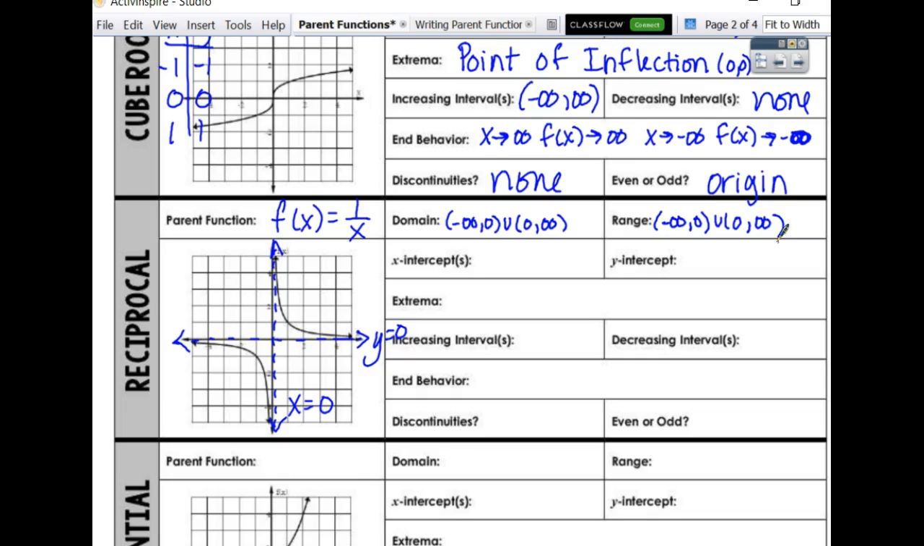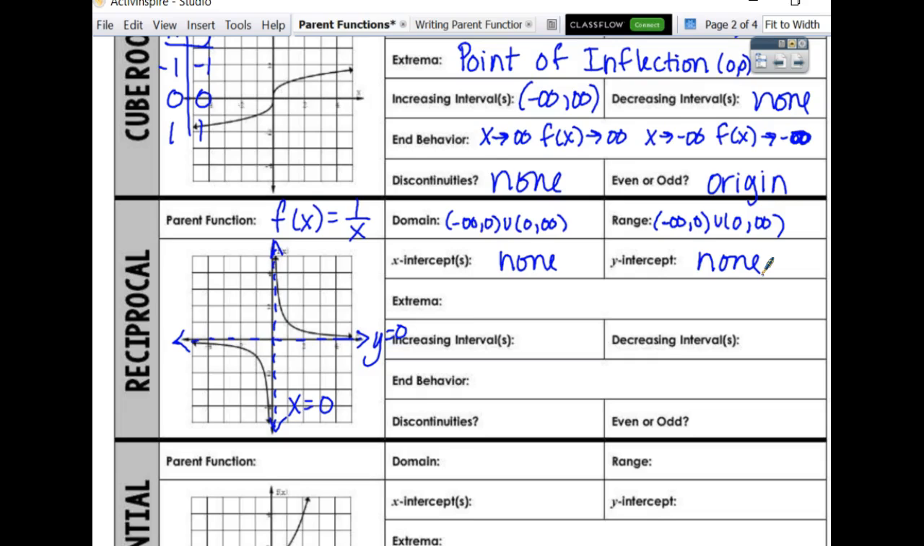Carol. Where are you, Carol? Hidden all the way in the back. Carol, what is the x-intercept? None. And what's the y-intercept? Why is it none? You can't touch the asymptote, right? And there's one on the x-axis and the y-axis. Can't touch.